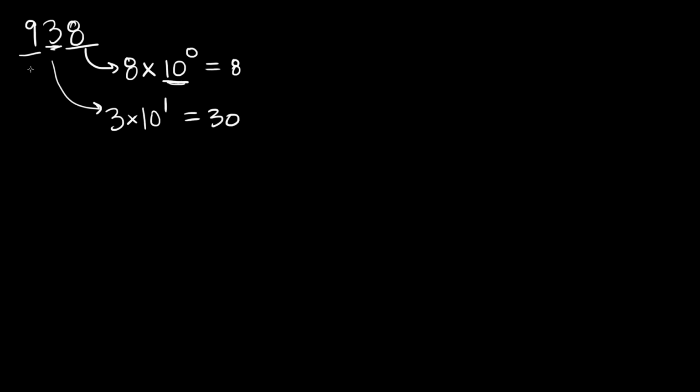And then the same thing goes for 9. What digit is this in? It's in the hundreds. So 10 to the power of 2 is 100. And how many are in there? 9. So we get 900.